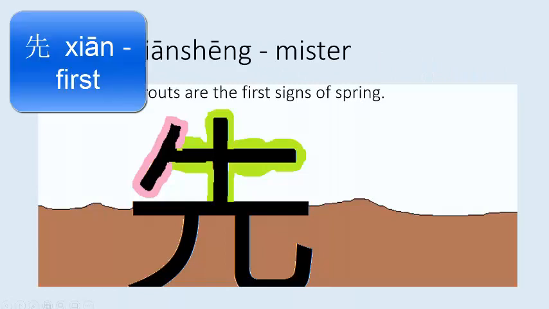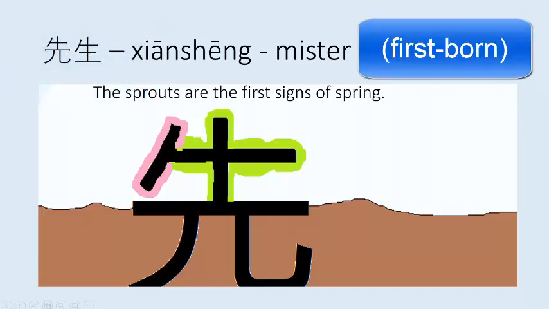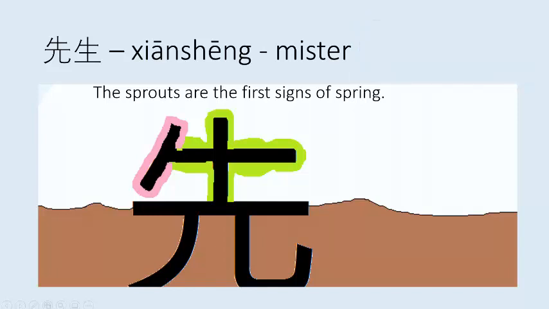The next character is xian, first. We've seen it before in xiansheng, Mr., which means firstborn. Xian, first, is a picture of the first sprouts in spring, because sprouts are the first sign of spring. So you have one line representing the ground, two lines representing the roots, and then a plant with a little flower. Xian, first.